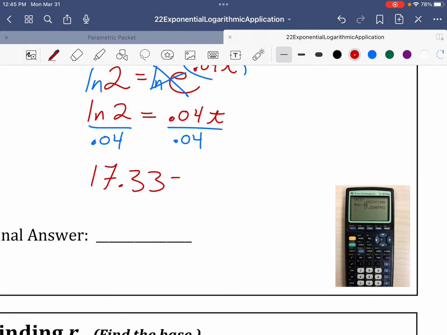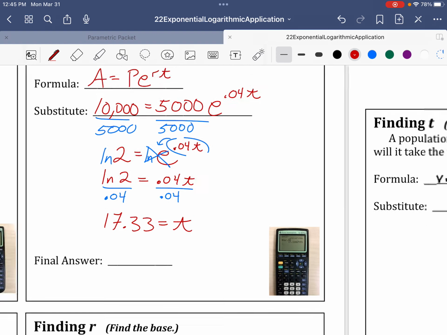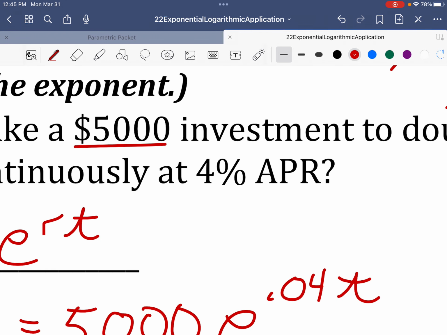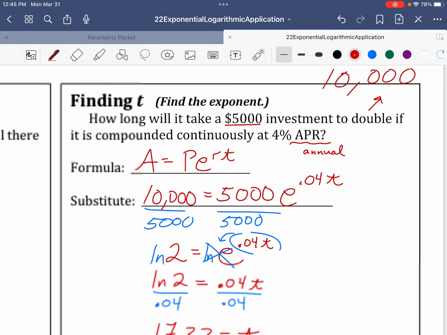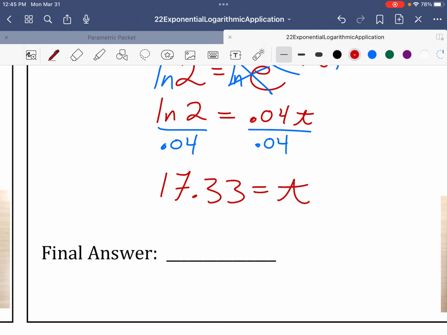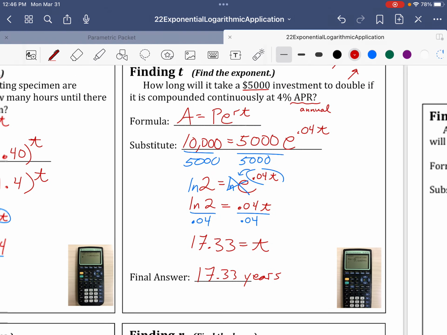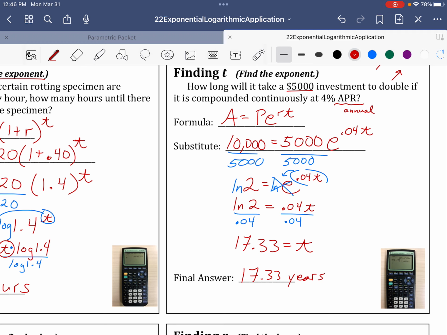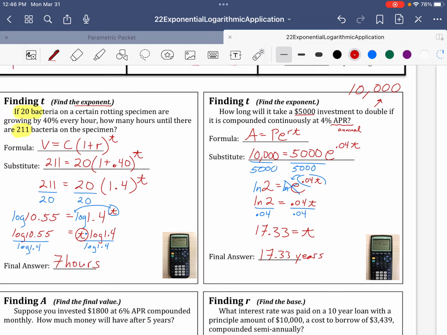Now, is that months, years, hours? Okay, well, because my percentage, my 4%, was APR, APR stands for annual. So annual is in years, 4% was in years, that means 17 years for my time. Continuous compounding, A equals Pe^(rt), and then get ready to slap both sides with an ln, a natural log.